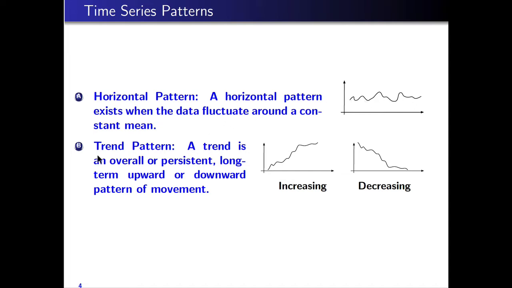The second one on the list is the trend pattern. A trend is an overall or persistent long-term upward or downward pattern of movement. And you can see from this example, we detected an upward trend. And for this example, you have a downward trend.